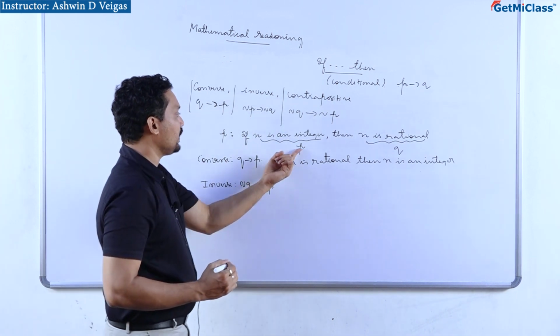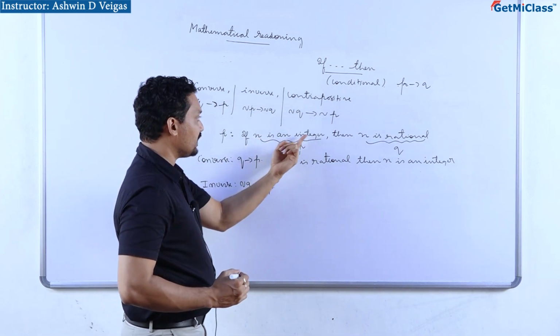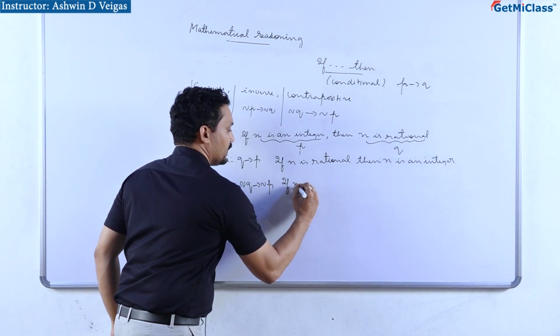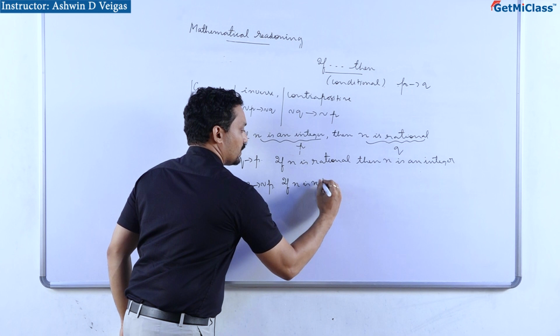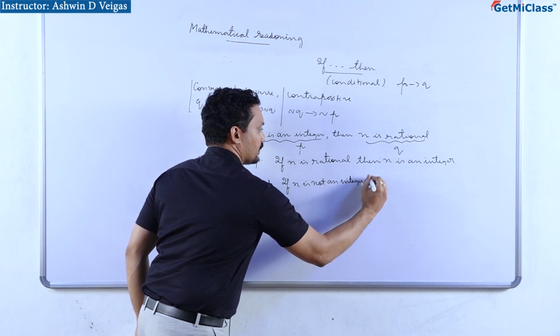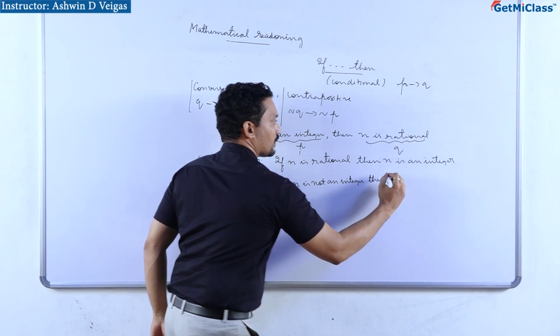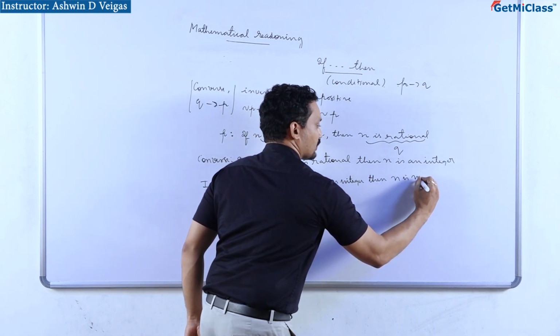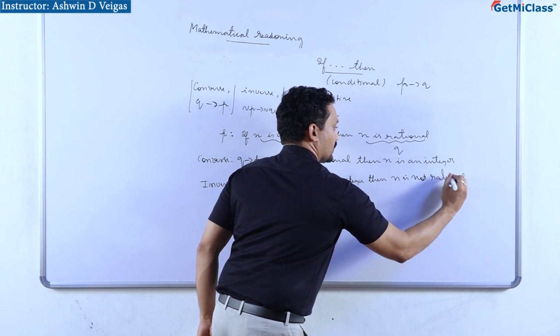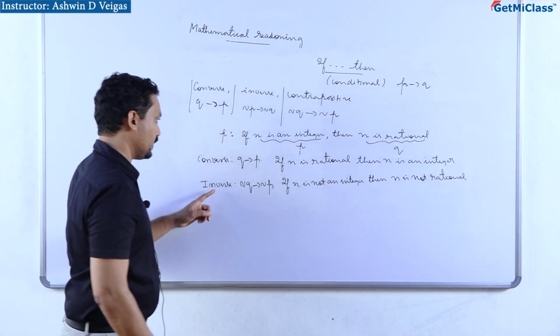So if you negate P, okay, n is an integer, the negation is n is not an integer. If n is not an integer, then n is not rational. So this is called the inverse.